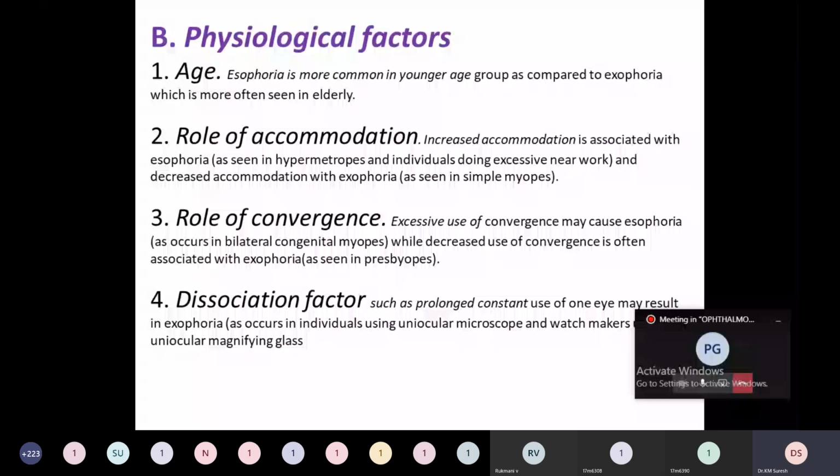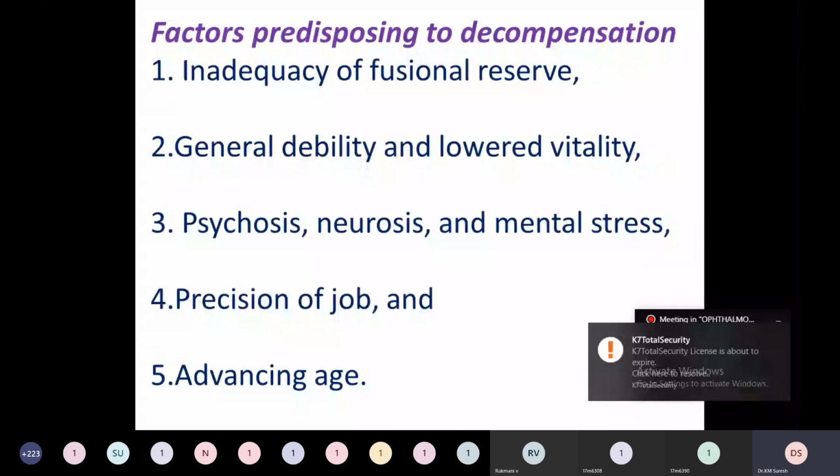So you must know what are the factors that are predisposing to decompensation. Inadequacy of fusional reserve, general debility and lowered vitality, psychosis, neurosis and mental stress, precision that is necessary in a job and an advancing age. These are the things that can cause phoria.